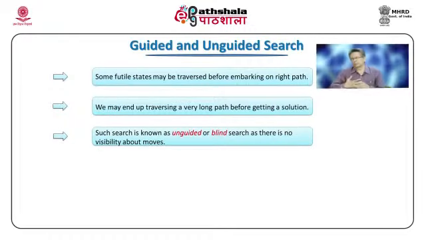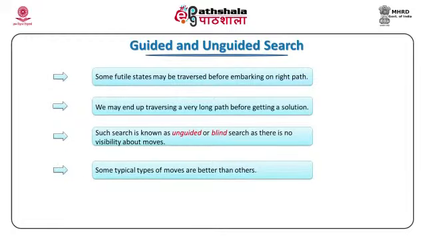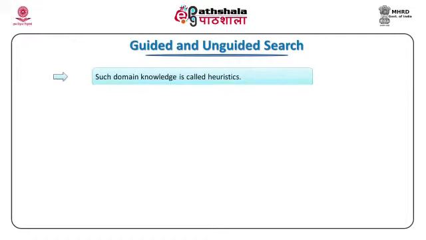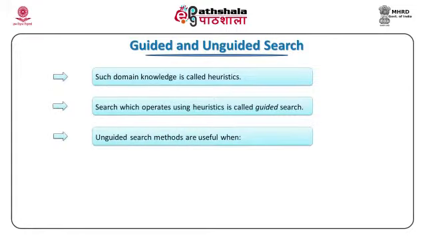Okay, this type of search where we do not have any help from heuristic, we do not have any domain knowledge, we do not have any information about which move is better compared to others, we call it unguided search. Okay. But in that, believe me, in fact, that is what we are going to see, that some typical types of moves are better than others, but we do not know that right now, and that is why we are using unguided search. Okay. We have already seen some domain knowledge. If you have that domain knowledge, where you can say which move is better than the other, it is called heuristic. If you use heuristic, it becomes guided. If you do not use heuristics, unguided.